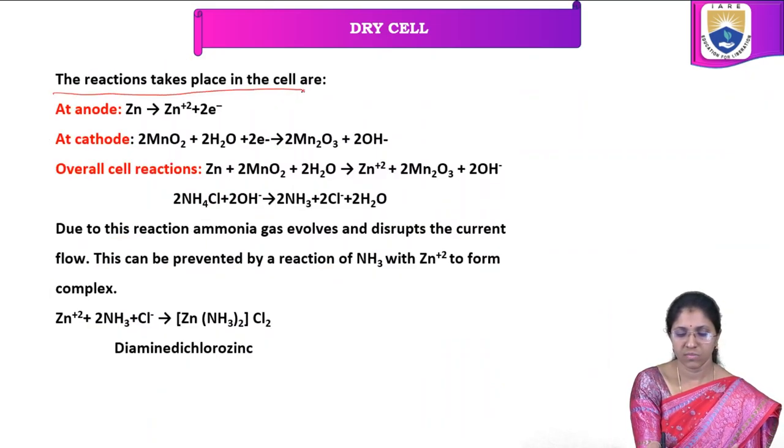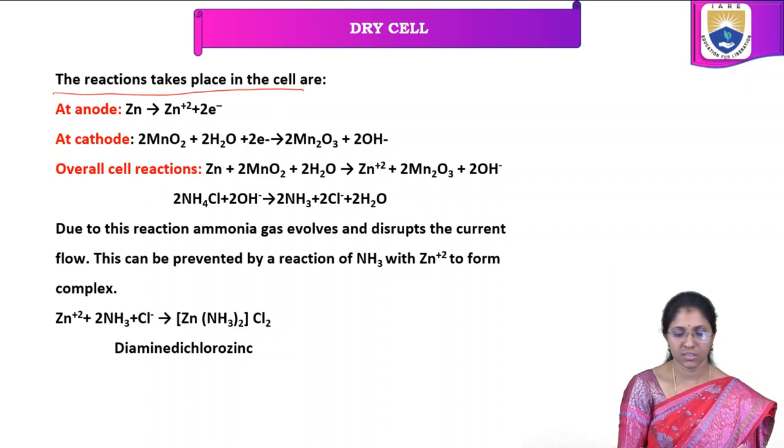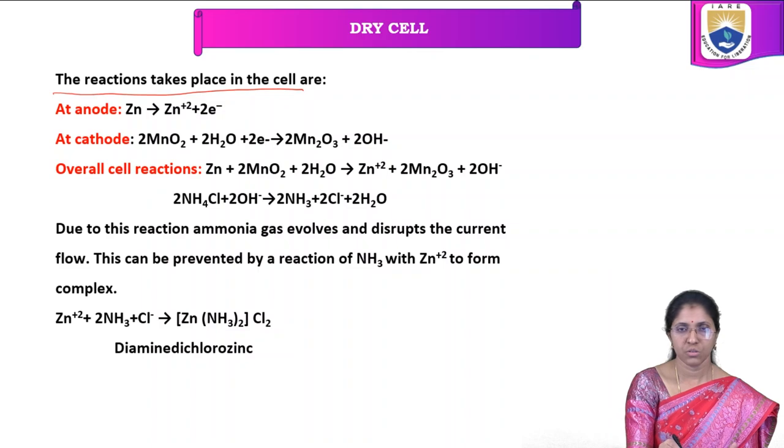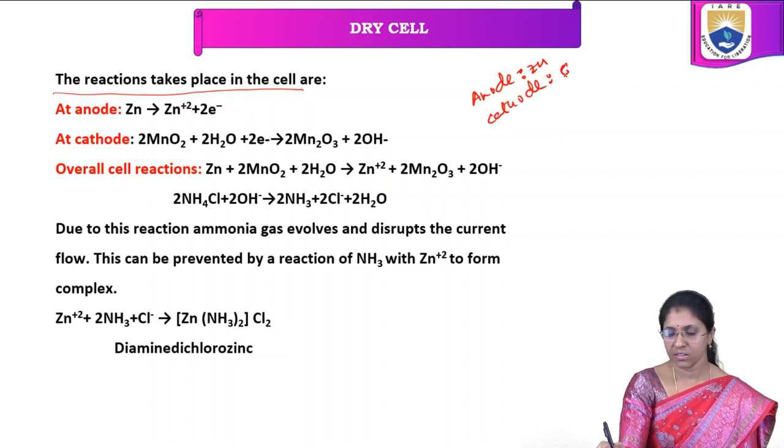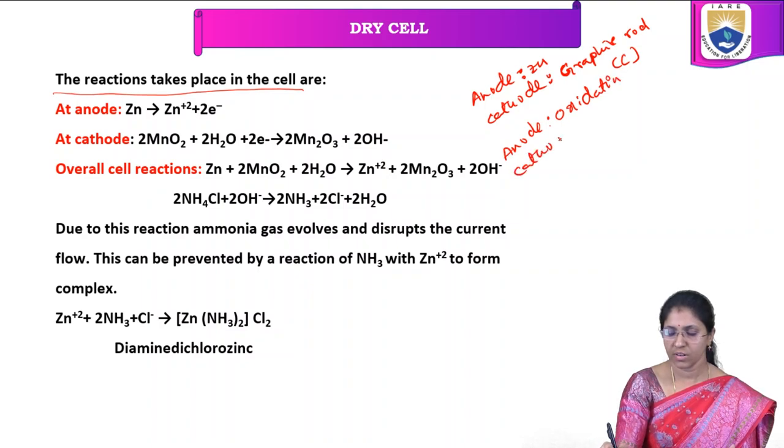So what are the reactions that take place in the cell? What is a dry cell? A dry cell converts chemical energy into electrical energy, so chemical reactions take place in the dry cell. We know that the anode is zinc, and the cathode is a graphite rod, that is carbon. So what is happening at the anode? At the anode, oxidation takes place. At the cathode, reduction takes place.